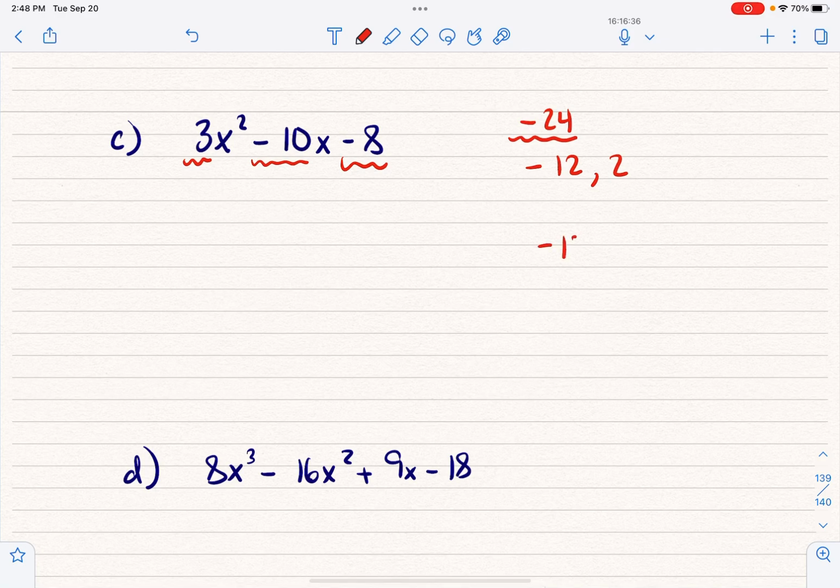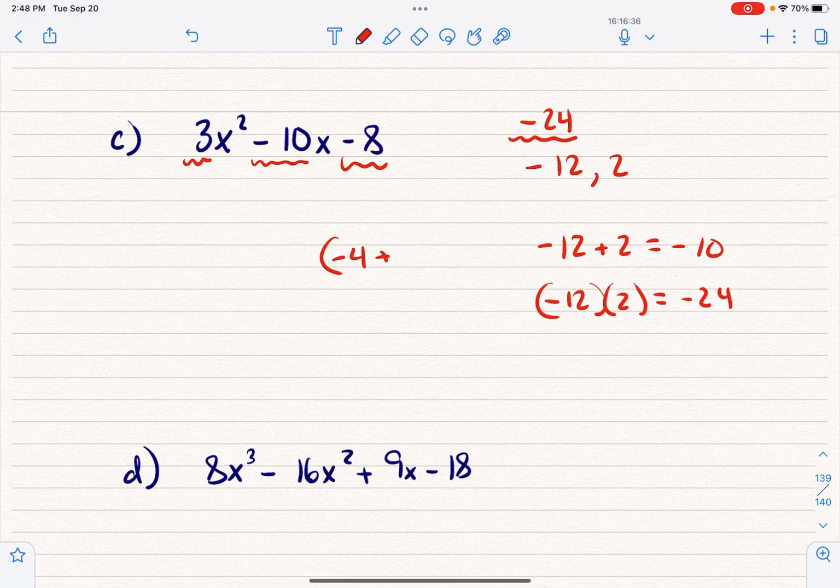When I add negative 12 plus 2, I do get negative 10. And when I multiply negative 12 and 2, I get negative 24. But if I say negative 4 plus a negative 6, I get negative 10. But when I multiply negative 4 times negative 6, I get positive 24. So that doesn't work. All right, hopefully that makes some sense.